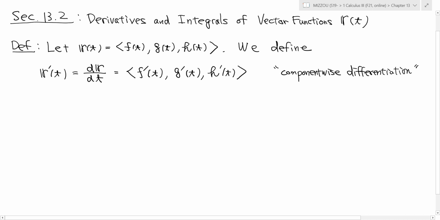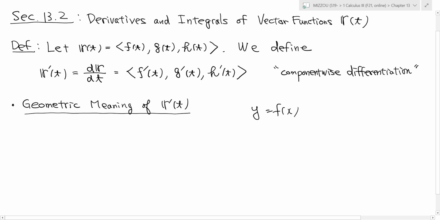Okay, but what is this geometrically? So, the geometric meaning of the derivative of a vector function. Remember derivative in calculus 1, 2, like y is equal to f of x. If you take the derivative, that represents the slope of the tangent line to the curve given by y is equal to f of x. That's what the derivative was.